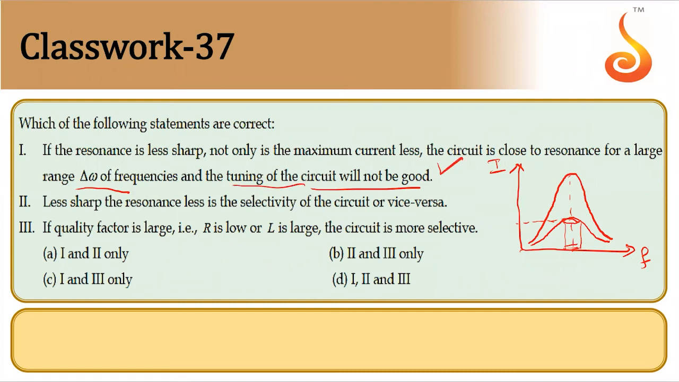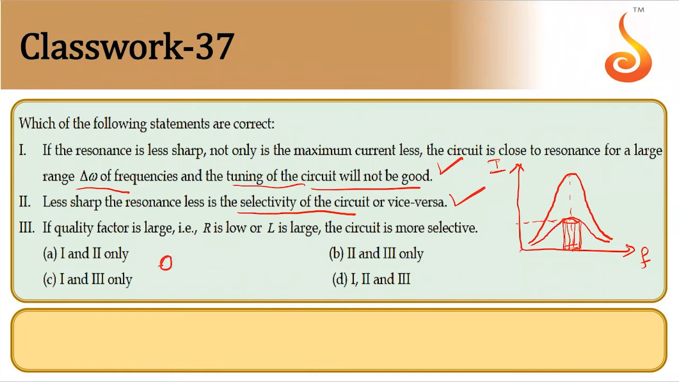So the less sharp the resonance, the less is the selectivity of the circuit. Resonance occurs for this frequency also, in between whatever frequencies you take. So it becomes less selective. That is also correct. Now, if quality factor is large, that is R is low, L is large.